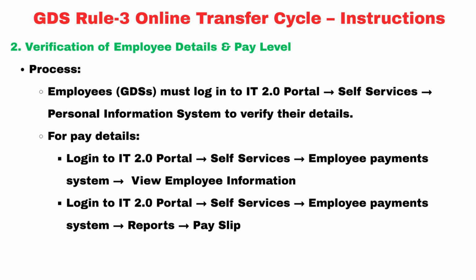2. Verification of employee details and pay level. Process. Employees, GDSs, must log in to the APT 2.0 portal, then Self-Services, then Personal Information System to verify their details. For pay details, log in to the APT 2.0 portal, then Self-Services, then Employee Payment System, then View Employee Information. Or log in to the APT 2.0 portal, then Self-Services, then Employee Payment System, then Reports, then Payslip.